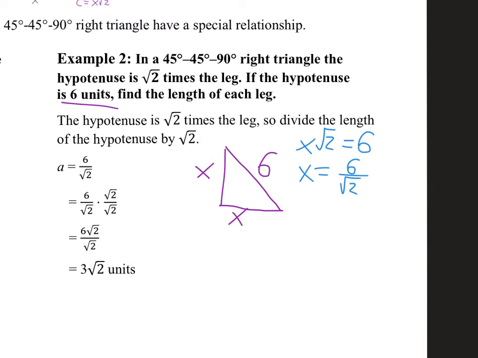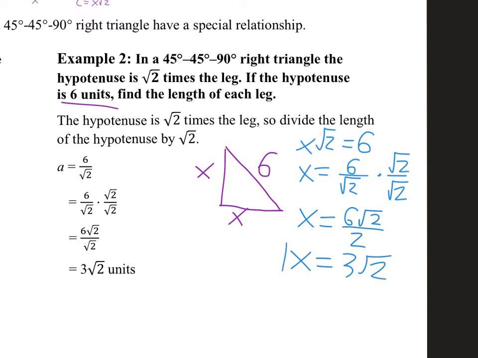We have to rationalize that denominator. So I'm going to multiply it by 1, the special kind of 1 formed by the square root of 2 divided by the square root of 2, because any number over itself is 1. When you multiply something by 1, it doesn't change the value of the problem. So x is equal to 6 times the square root of 2 over 2. Simplify, x is equal to 3 times the square root of 2. So each leg of this triangle is 3 times the square root of 2. Hypotenuse is 6. All right.